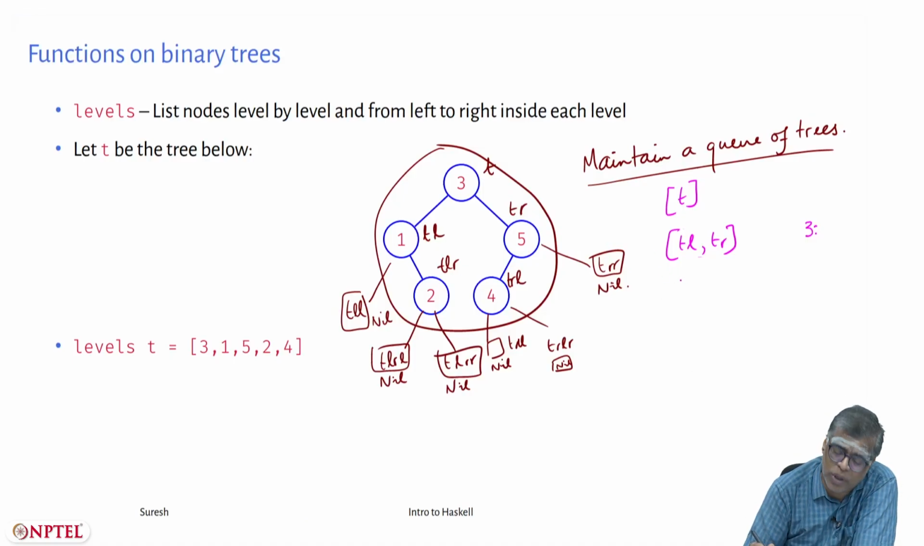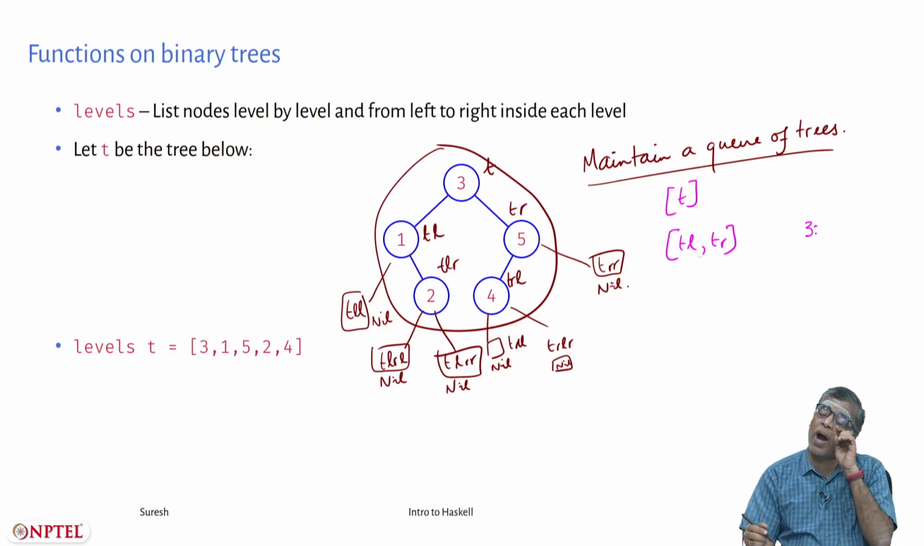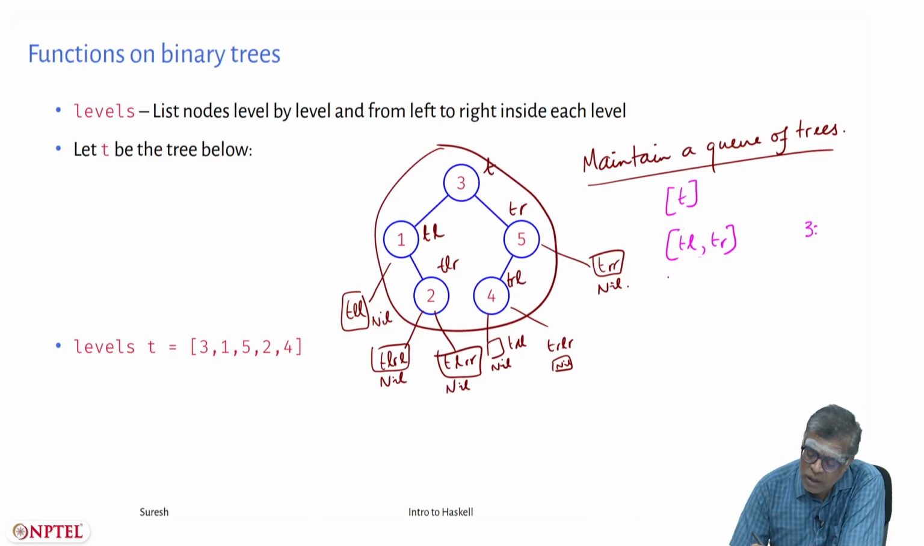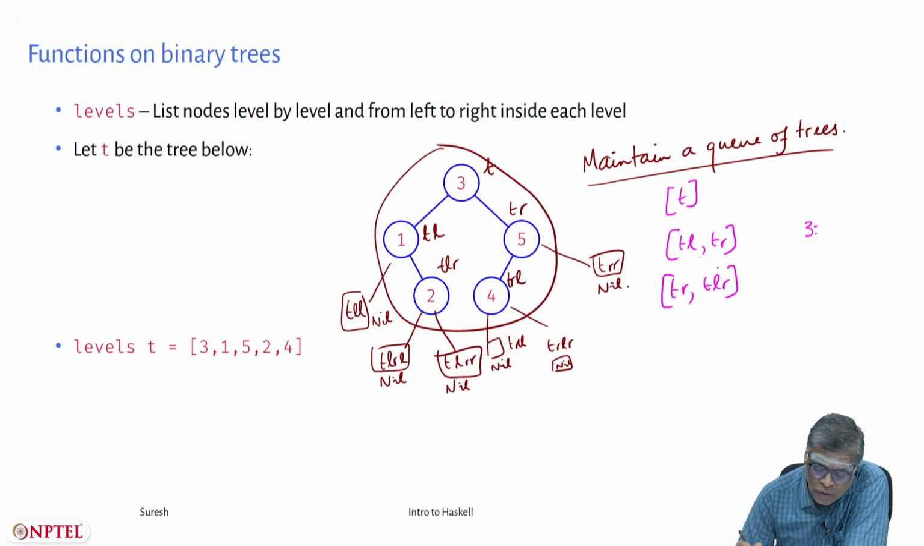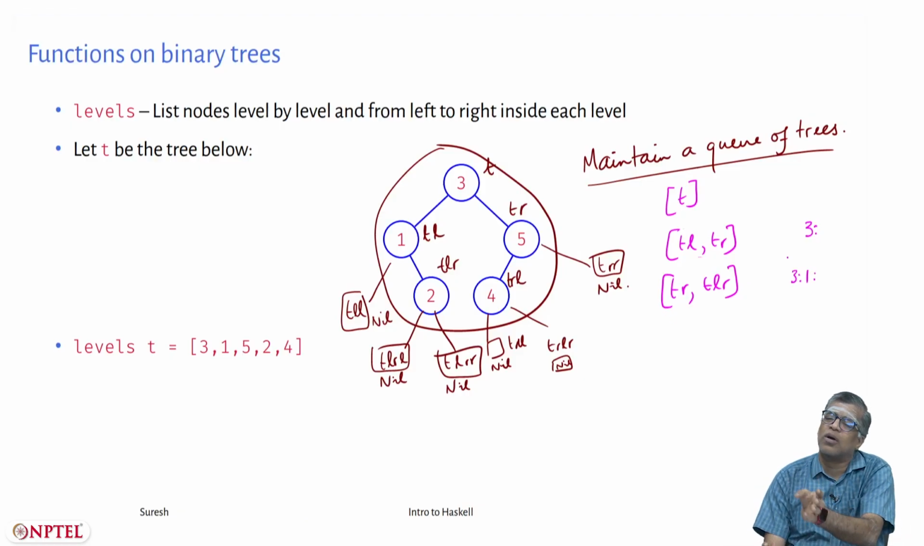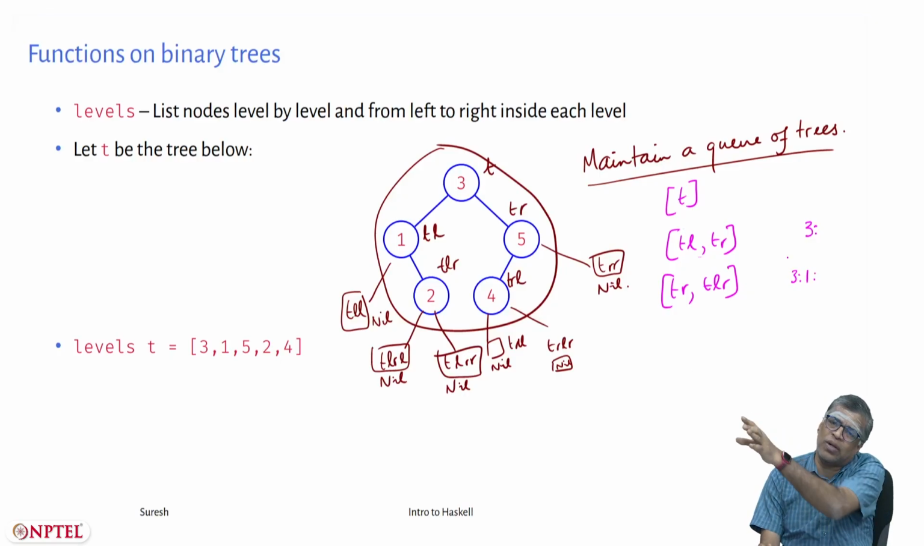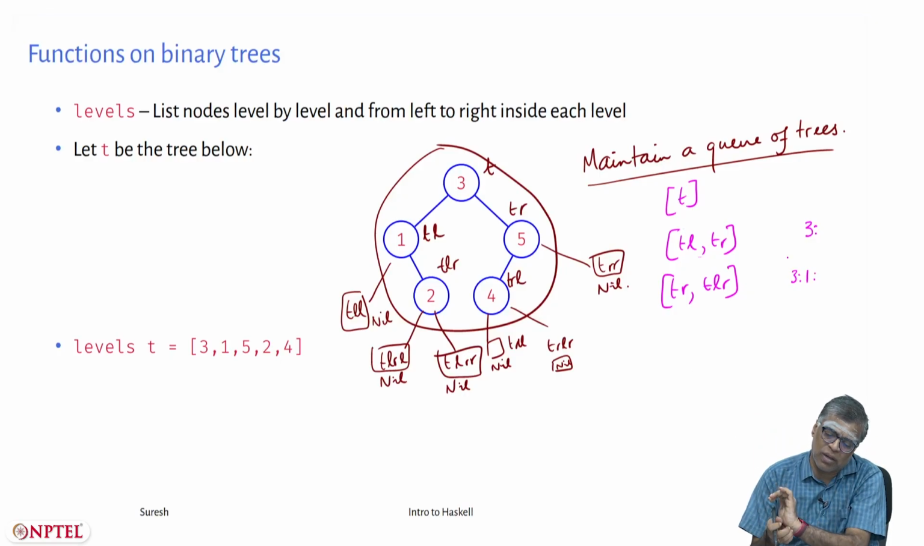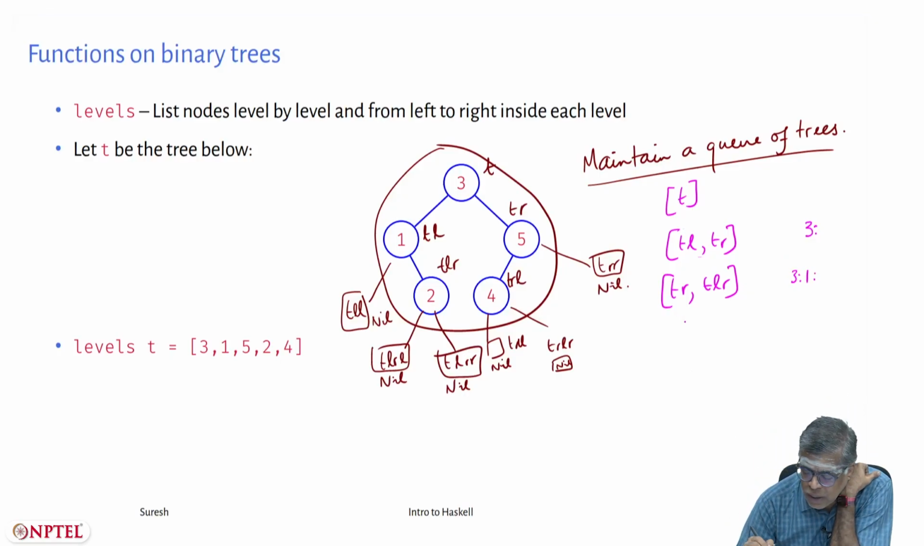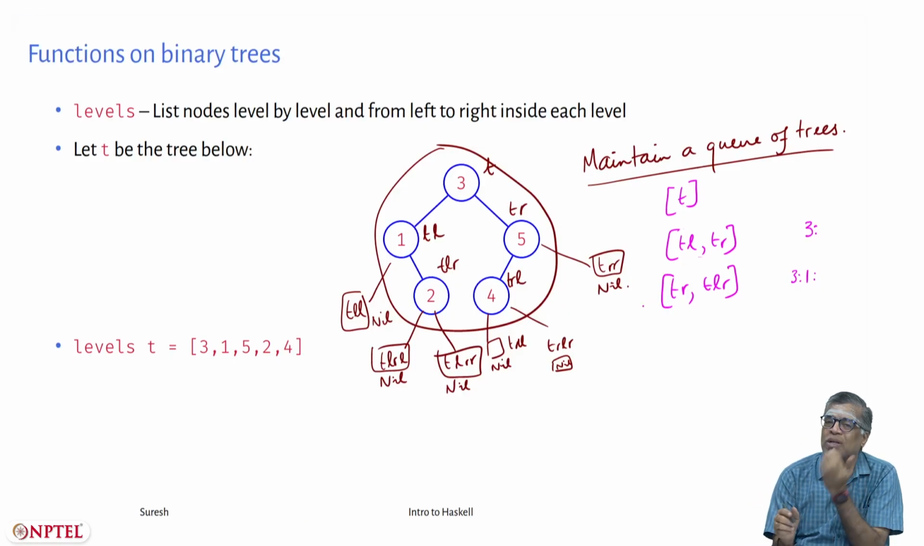So, what you will do is you will put TLR. Where will you put it? You will put it at the end of the queue, because you want to maintain all this in queue order. You remove the element from the queue, it will remove it from the head; you add an element to the queue, it will add it at the end. So, now you have TR, TLR, and you would have put the root of TL, which is 1, in some output list that you want to create. Now you will once again look at the head of the queue.